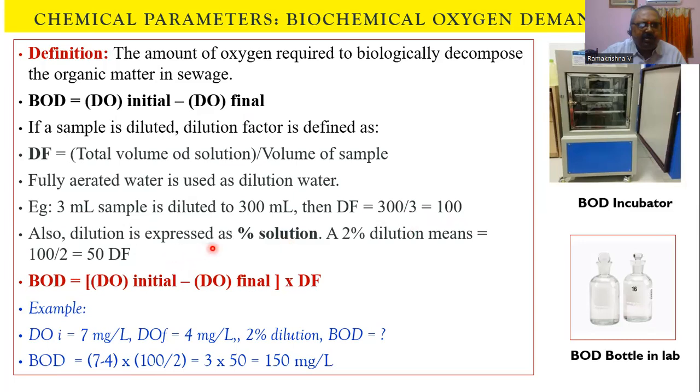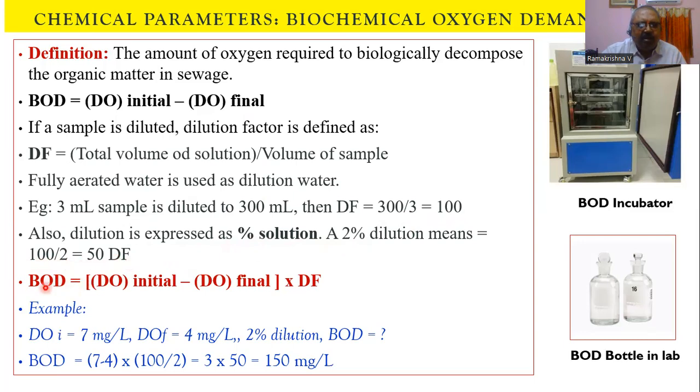Dilution is also expressed in terms of percentage solution. A 2% solution dilution means 100 divided by 2. 2% means 2 in 100. So the dilution factor is 100 by 2. It is 50 dilutions.